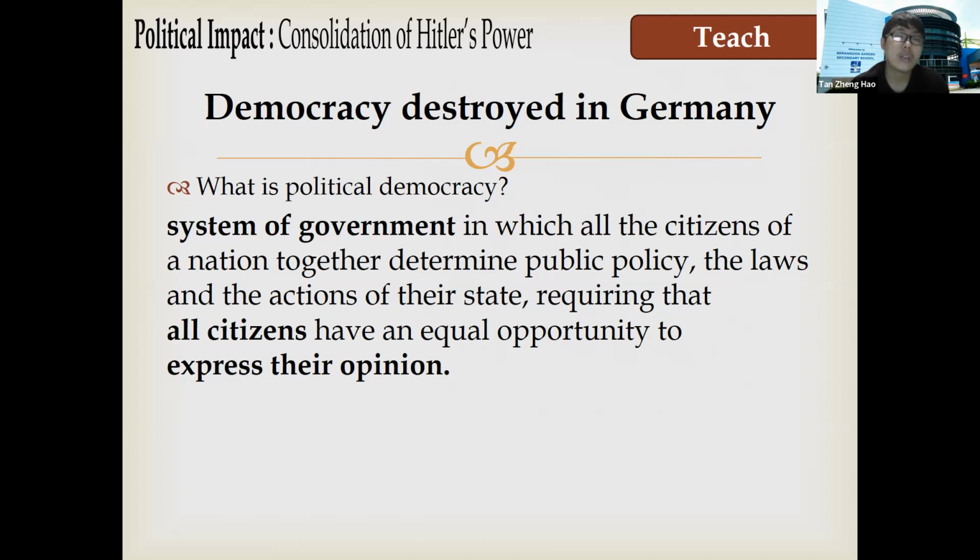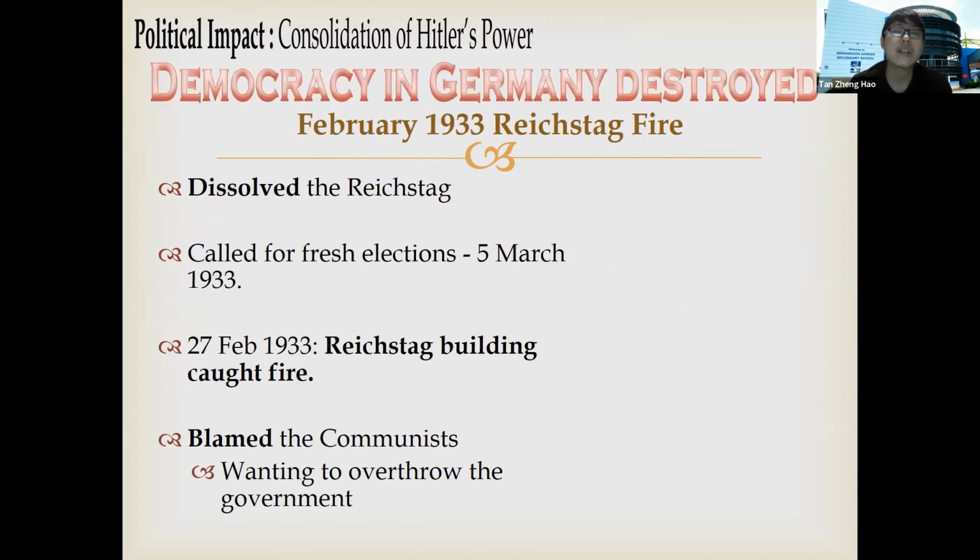Hitler destroyed this system. Instead of people voting for their leaders to run the country, Hitler effectively consolidated power into his hands, and the Nazi Party was to rule Germany forever under Hitler or Hitler's successors. These were some of the things he did to consolidate power and destroy democracy. For example, in 1933, the Reichstag was dissolved. Dissolved means it does not exist anymore.